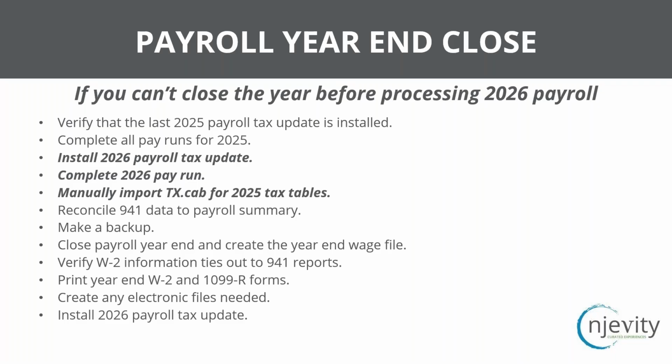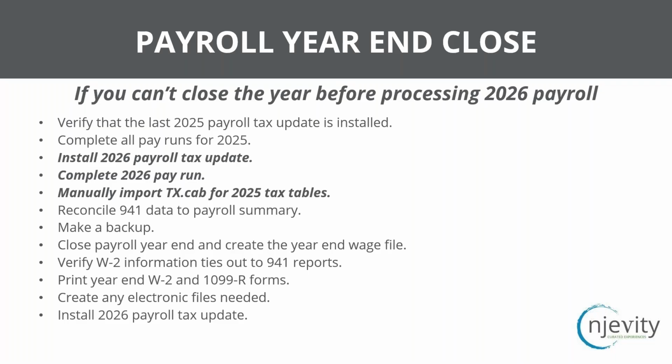You still want to make sure that you've got the most current payroll tax update for 2025. Complete as many of the pay runs for 2025 as you possibly can. Install the 2026 payroll update, run your 2026 pay, and then you're going to have to back out that 2026 payroll update. So you do that by manually importing the tx.cab file for the 2025 tax update, the one that you did in the first bullet point. You're going to keep that file and you've got to put it back in there. And then you go through your normal payroll year-end processes.